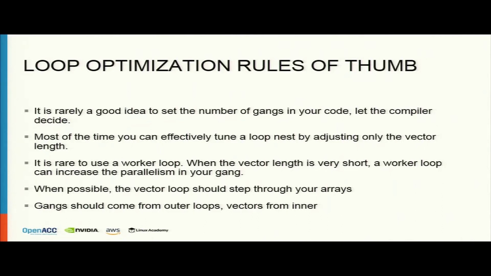Gang should come from outer loops and vector from the inner. Don't do the opposite. Gangs are always higher level and vectors are lower level. So your outer loop should be gang and the inner loop should be vector, not the opposite, right? So these are certain rules of thumb that you should follow.